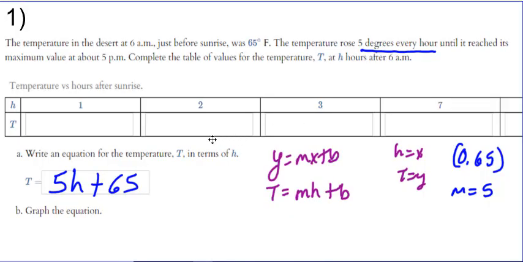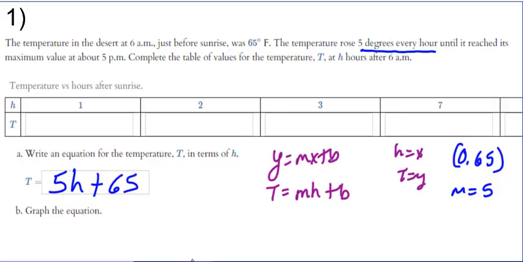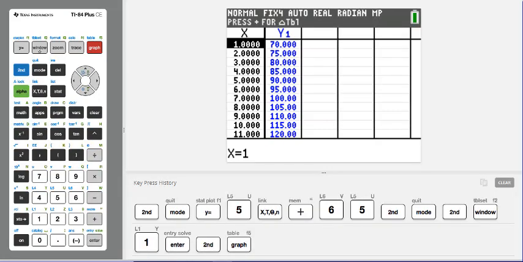Now, it also says to graph the equation. So we're going to look at it from graphing on the calculator. We know in the beginning it started out at 65 degrees, so that's an output. And then we know by 11 hours later, it's 120 degrees, theoretically, if it kept on getting hotter. We know it doesn't, but anyway. So we're going to look at some windows. So we're going to hit window.